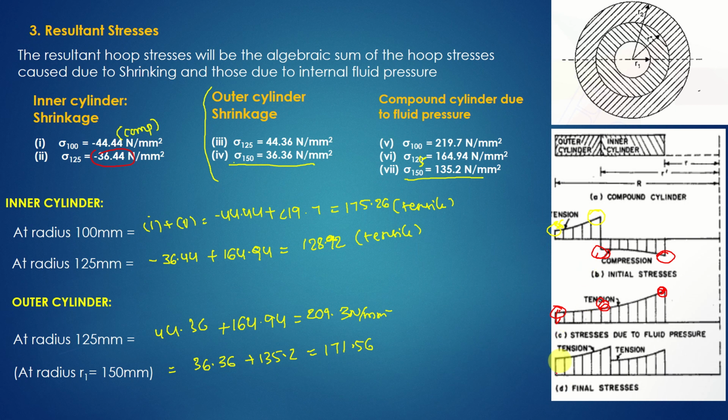And if we join them, we get the resultant stresses. This is for the inner cylinder: 175.26 is this, and at 125 this is 128.92, and this is again 209.3 here, where the outer cylinder starts, and this is at the end 171.56. So if you compare these stresses, the resultant stresses obtained are less than those of the cylinder under fluid pressure alone. If we don't take a compound cylinder, we'll finalize those values. If you take compound cylinders, we have to get the resultant stresses due to shrinkage as well, right? I hope you have understood.